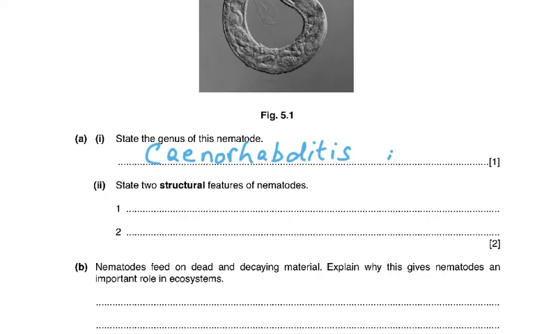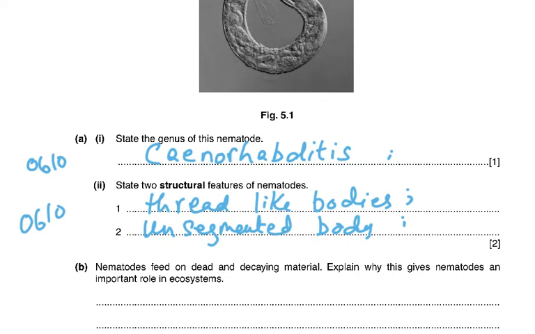State two structural features of nematodes. They're thread-like bodies and they have an unsegmented body. So, I mean, this is of course part of the 0610 syllabus. Thread-like bodies, unsegmented body, hydrostatic skeleton, body tapers pointed at both ends, and mouth and anus, through mouth and anus, relatively large pharynx or sucking mouth parts.